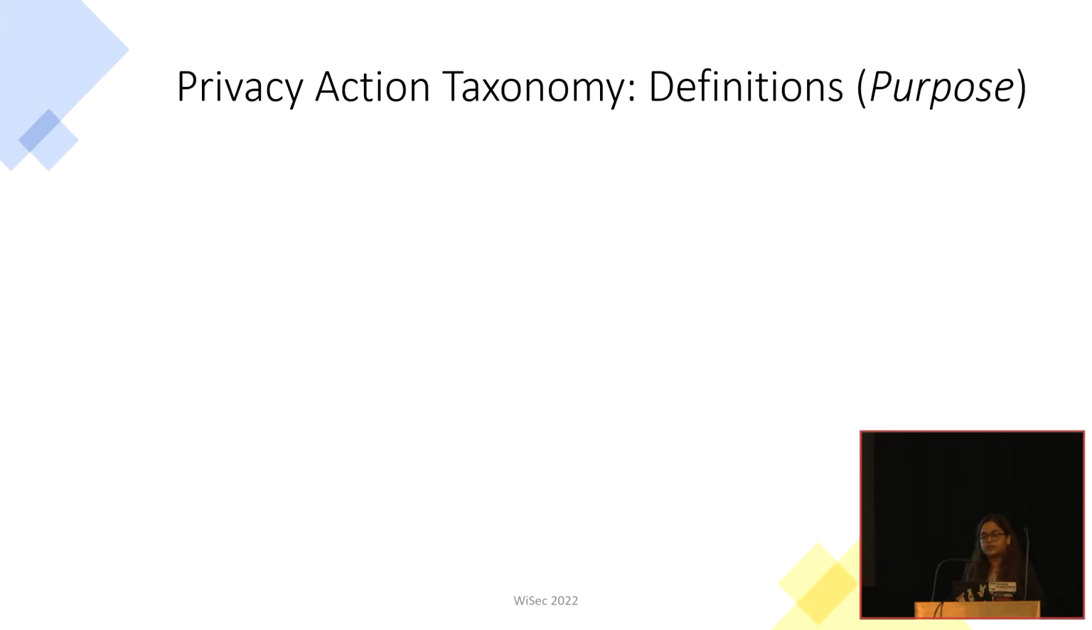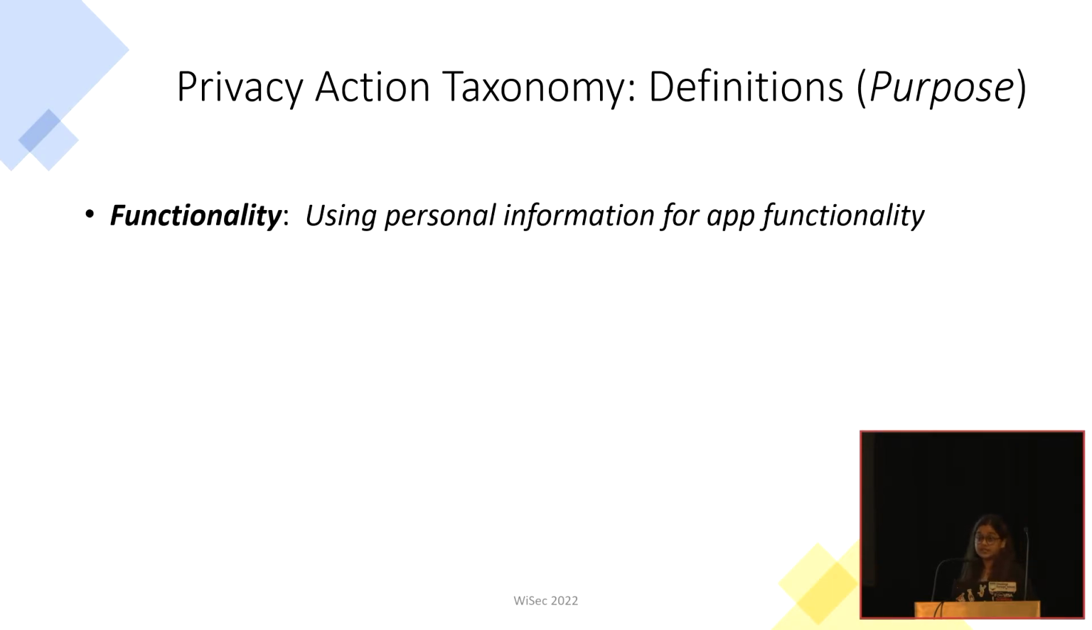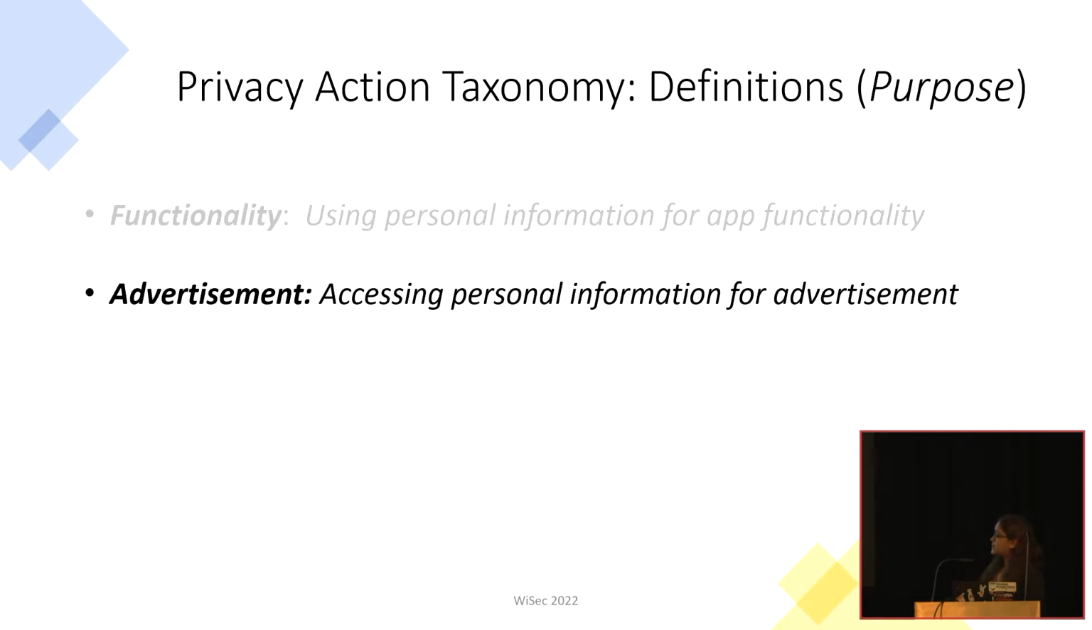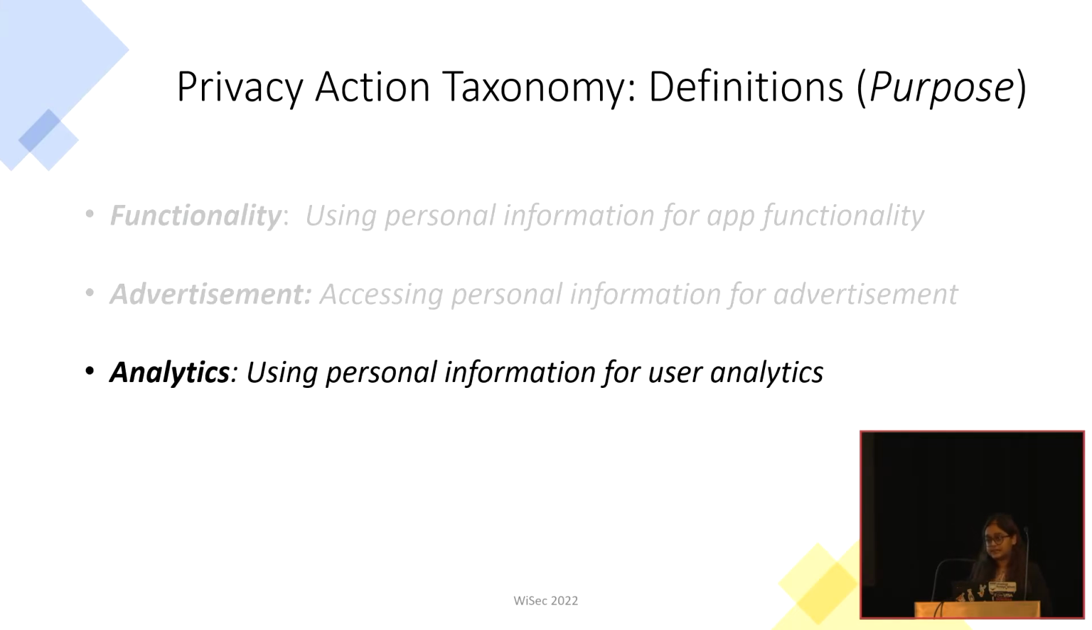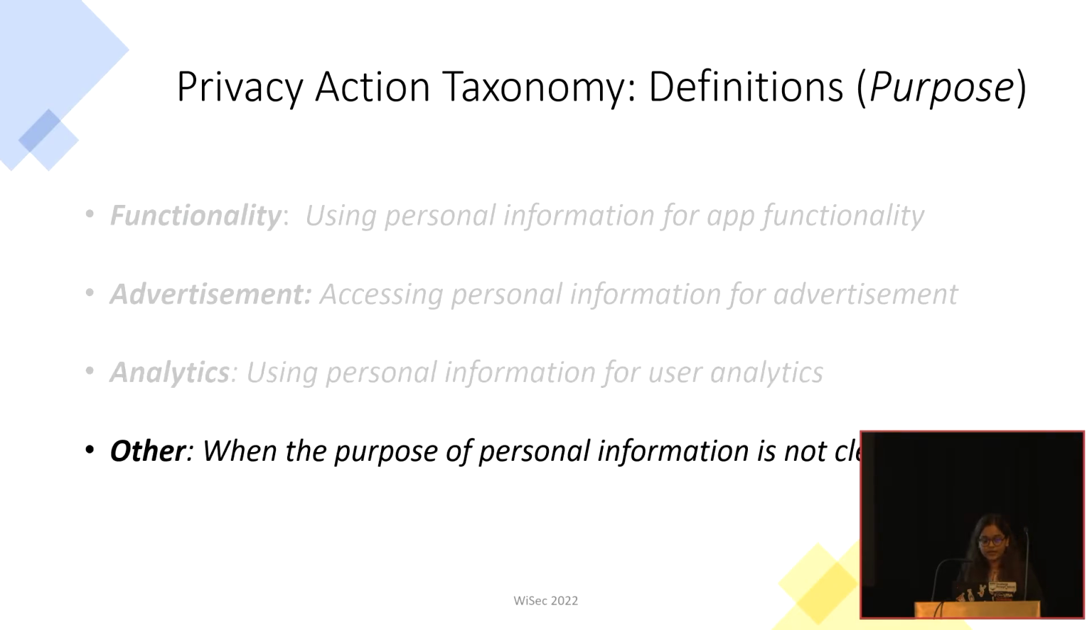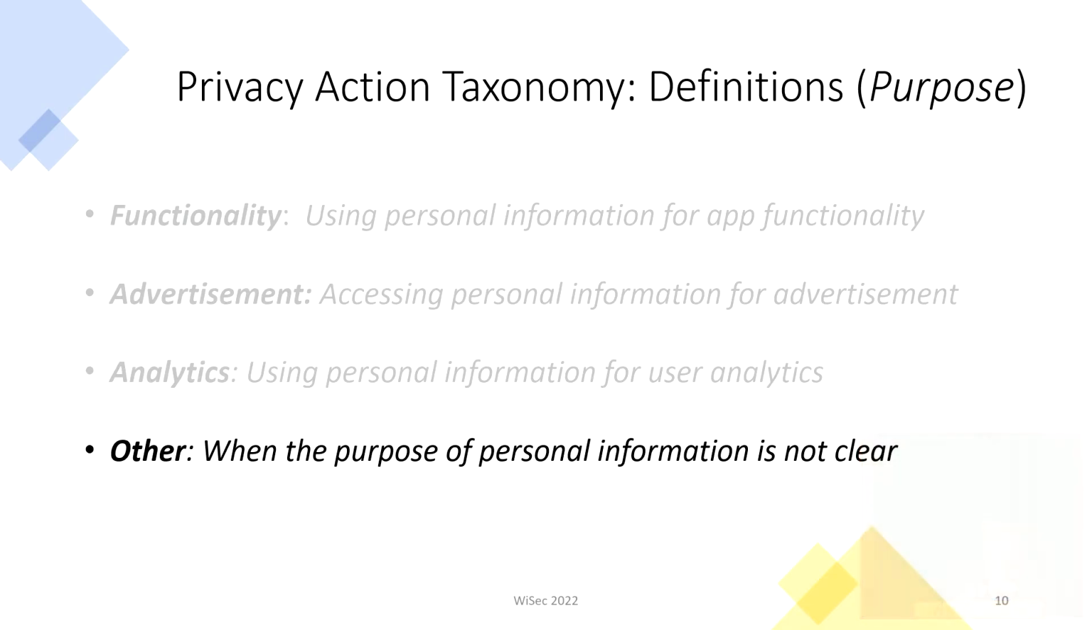Similar to practice, we also identified 4 different levels for purpose. The first level is functionality, when the information has been used for the app's functionality purposes, such as location, payment, or authentication. The second purpose level is advertisement, when the information has been used for advertisement purposes. The third is analytics, that is when the information has been used for analytical purposes, such as crash analytics or user analytics. Similar to practice, we also introduced another level, other, for purpose, when the purpose of using the personal information is not clear to us. So now we have 4 levels for practice and 4 levels for purpose.